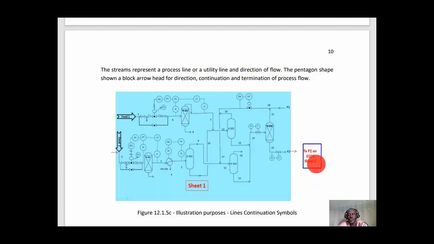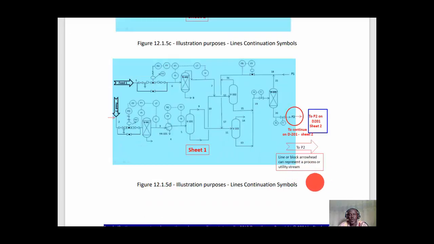It's telling us the continuation of this arrow. It's telling that this arrow will continue on sheet 2. To which unit? To unit D201. It shows that this P2 will continue to another sheet. Here we have an arrow here. The P2 is a continuing arrow and it's going to sheet 2 to unit D201, and it's coming from this unit arrow 103. Line or block arrowhead can represent a process or utility line as discussed above. This is our process line, the outlet line from this unit to continue on D201 on sheet 2.